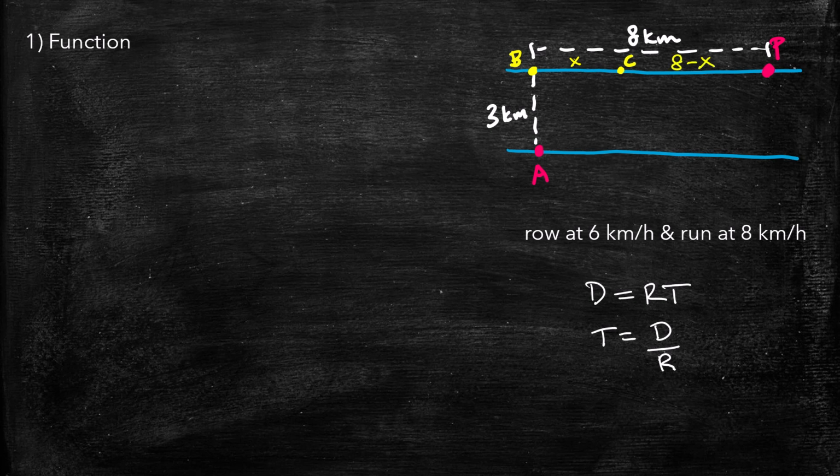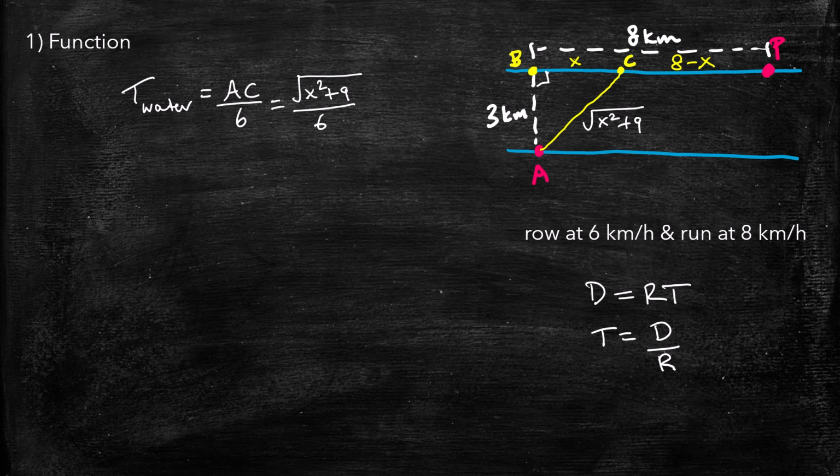And then what we have to do is think about the time for each part of this journey. So let's think about rowing from A to C. If we row from A to C, then our time in the water will just be distance rowed, which is AC, divided by the rate, which is 6. And if you see here, you have a little right triangle, ABC, and we can use the Pythagorean theorem to get that the length AC is the square root of x squared plus 9. So the square root of x squared plus 9, over 6, is a formula for time spent in water.